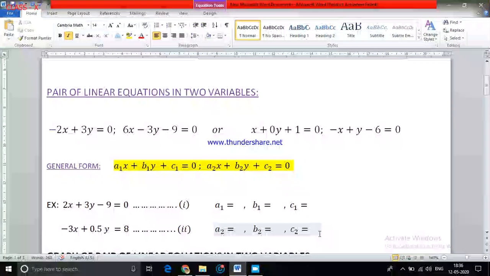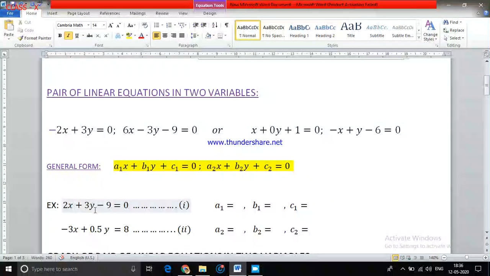Now let's take an example. I have taken 2x plus 3y minus 9 equals 0. That is equation number 1. Then minus 3x plus 0.5y equals 8. That is equation number 2. Now what are the values of a1, b1, c1? a1 is the coefficient of x. So what would be the value of a1? It is 2. You compare this equation with a1x plus b1y plus c1 equals 0.